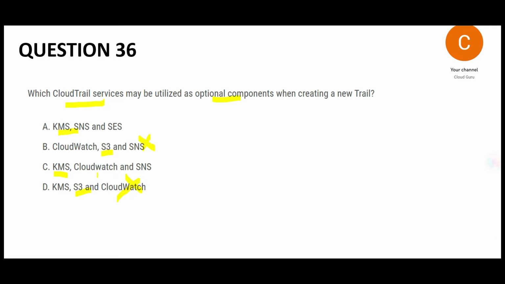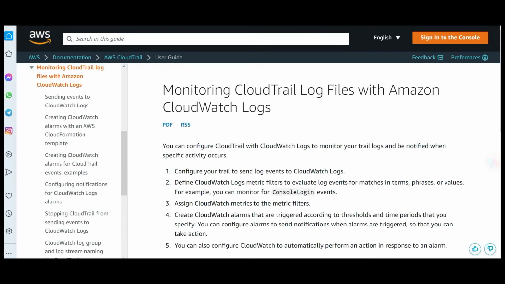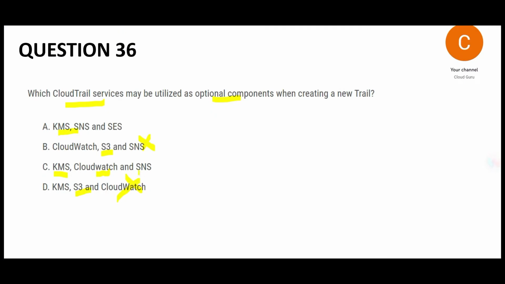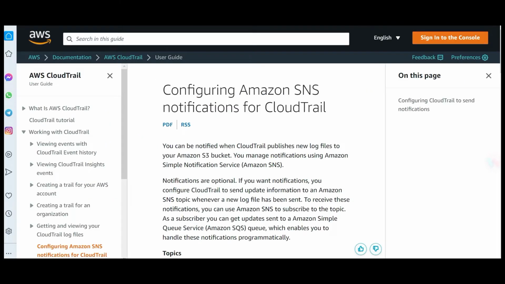Let us check CloudWatch now. See, this is an optional component. You can monitor CloudTrail log files with CloudWatch Logs. And when we do that, you can monitor the trail logs as well as be notified. When you talk about notifications, there comes SNS. You can configure SNS notifications for CloudTrail. This is a possibility, but this is not a mandatory option. This is optional. So you see, notifications are optional.